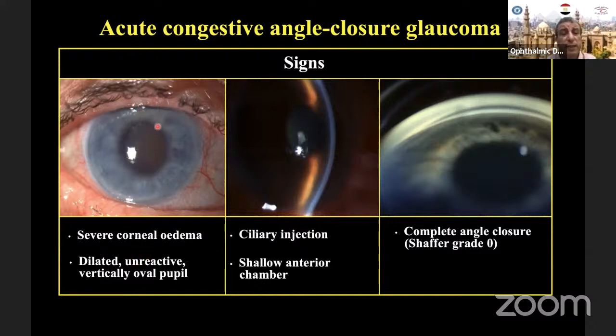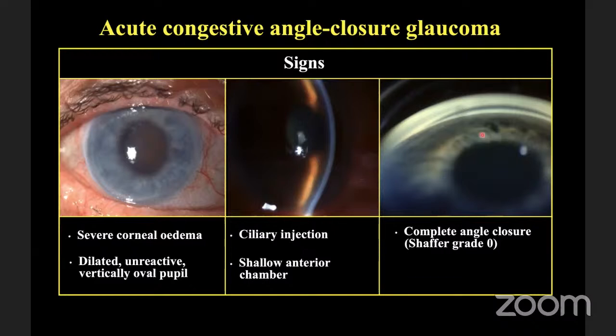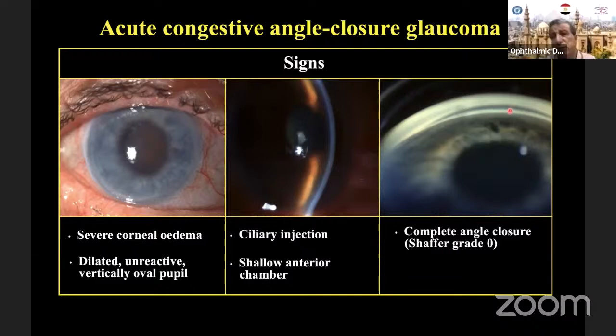And if you see this patient and you examine him, there are so many components: severe corneal edema, a dilated, vertically oval, mid-dilated pupil. It is not reactive to light because of the ischemic behavior in the iris muscles. And we have ciliary congestion because of the increase in the intraocular pressure, and the anterior chamber is shallow, as you could see here.